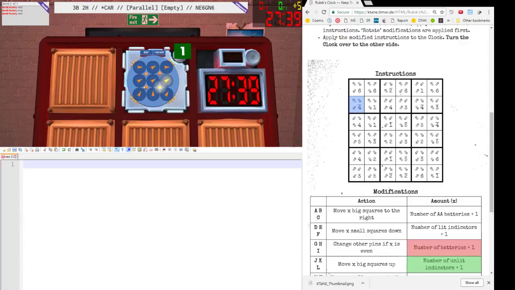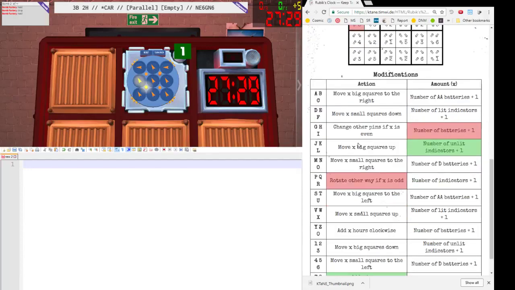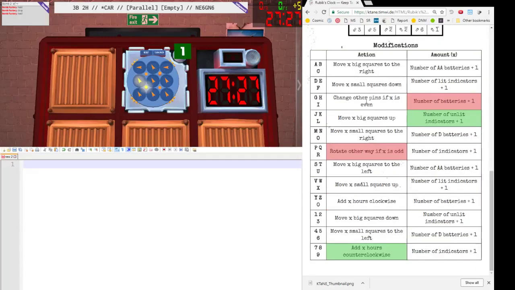Oh, there it is. Turn it over. Alright, center left, bottom left. Let's slide these suckers down again. Green is going to be here. Red is going to be here.